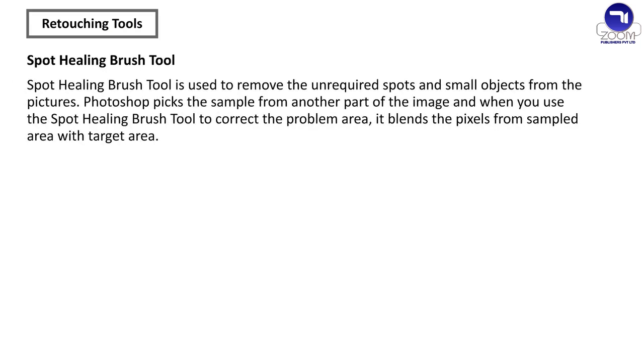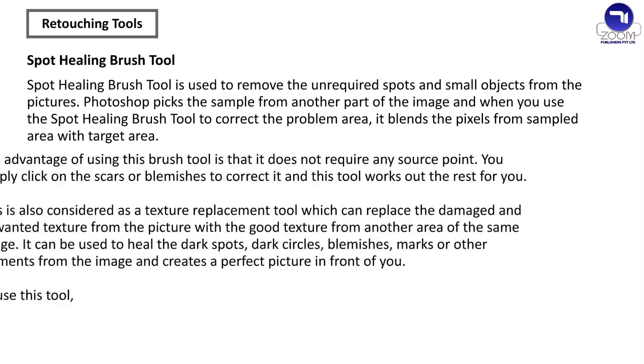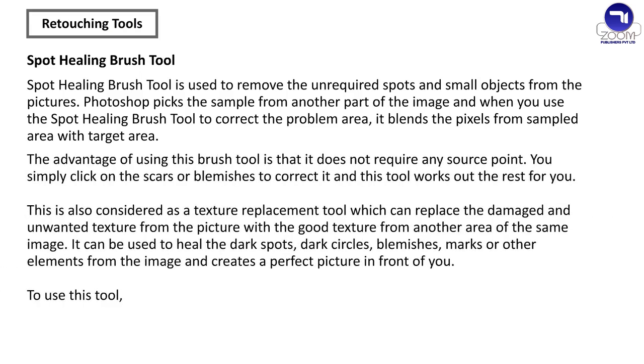Spot Healing Brush Tool. Spot Healing Brush Tool is used to remove unrequired spots and small objects from pictures. Photoshop picks a sample from another part of the image, and when you use the Spot Healing Brush Tool to correct the problem area, it blends the pixels from the sampled area with the target area. The advantage of using this brush tool is that it does not require any source point. You simply click on the scars or blemishes to correct them, and this tool works out the rest for you.